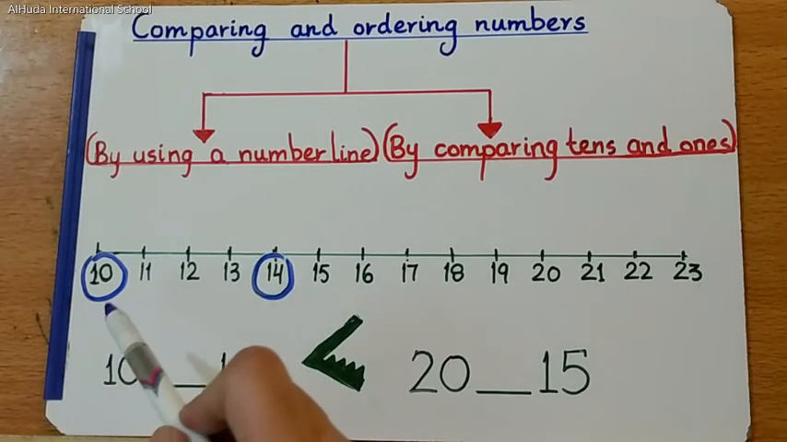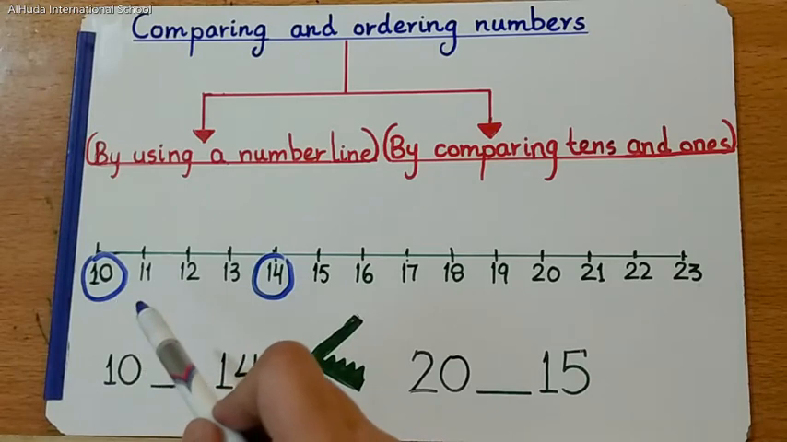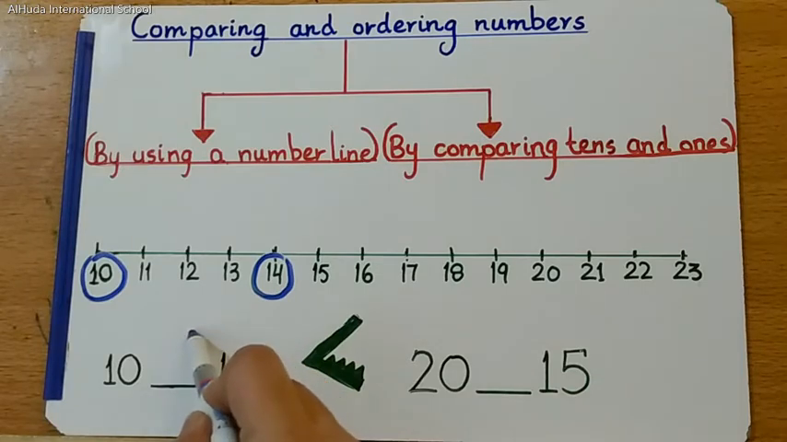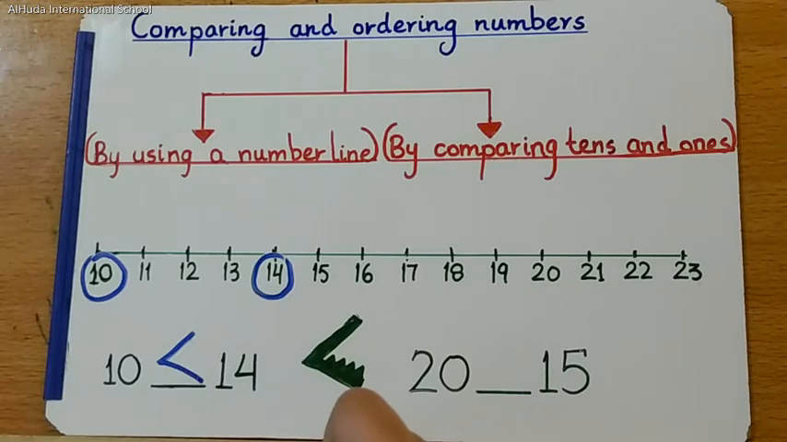We start from smaller numbers when we are counting. So the crocodile will eat the number 14. Its mouth will be open towards the number 14, which means that 10 is less than 14.